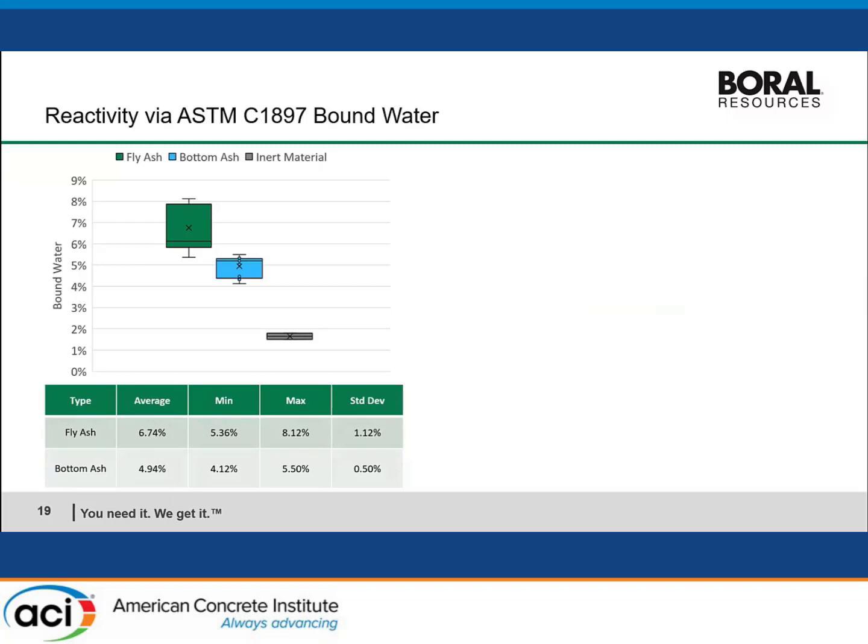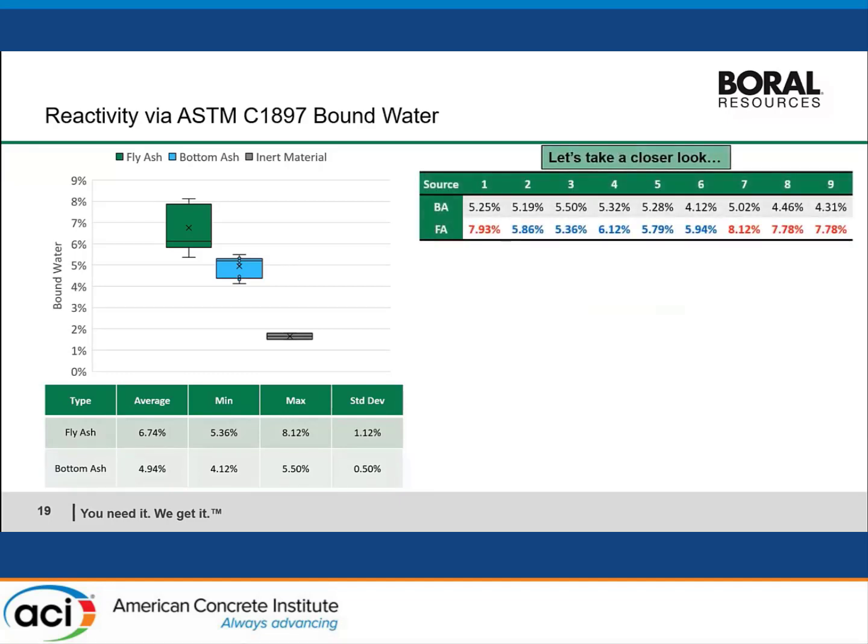However, we can also see that the bound water results for the bottom ash are pretty tightly clustered, whereas the fly ash is a little bit more spread out. So let's take a closer look at this data and try to get a better idea of what's going on.